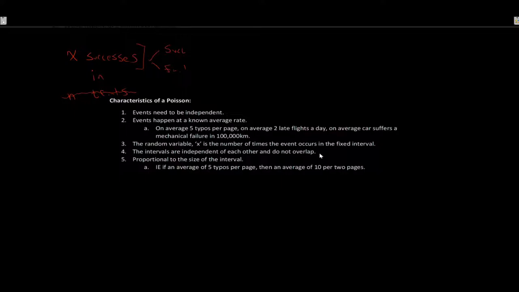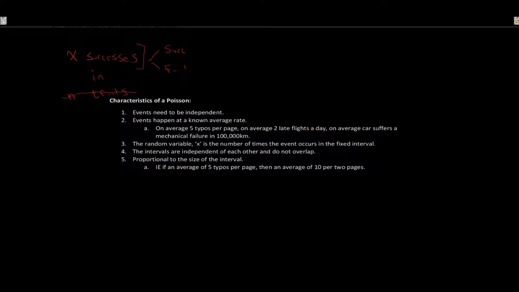Finally, the rate is proportional to the size of our interval. If we worked out that we have 5 typos per page, then we could also say that on average we have 10 per 2 pages. If we have 2 late flights a day, we could say that we have 14 late flights a week. So we can work through things in this proportional way, and that is a useful characteristic that we'll take advantage of quite regularly when working through the Poisson.